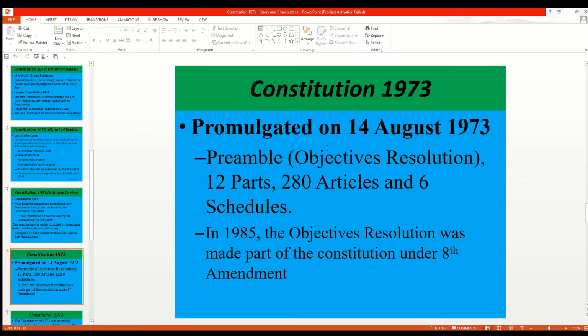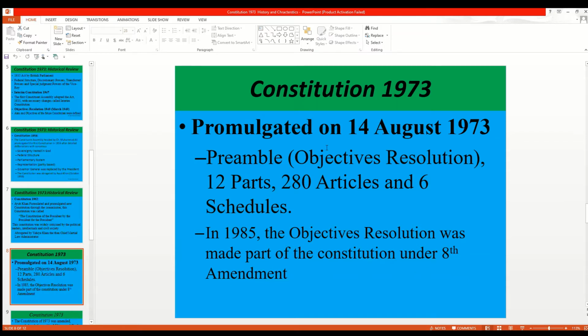So the new assembly was comprised of the elected members of West Pakistan. Although the People's Party had a majority in this assembly, other parties were also present: Jamaat-e-Islami, Muslim League, Jamiat Ulama-e-Islam, Jamiat Ulama-e-Pakistan, and Wali Khan, and other heavyweight leaders were present in the National Assembly. So this legislature passed the 1973 Constitution with consensus.